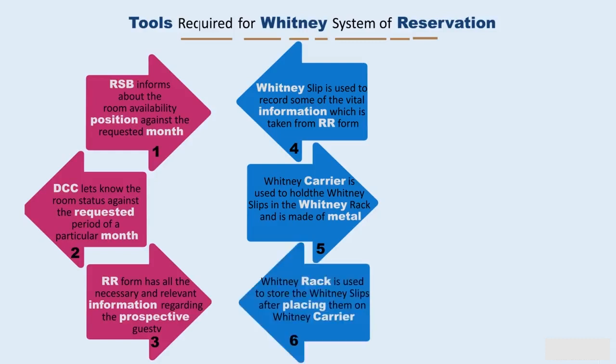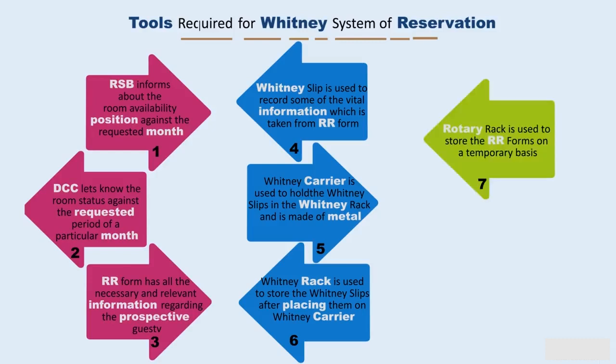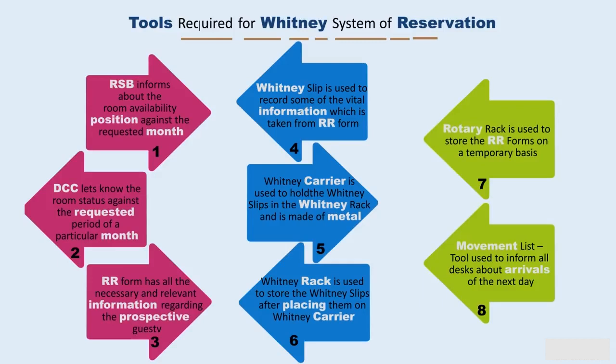Whitney Rack. It is used to store the Whitney slips after placing them on Whitney Carrier. It is usually made of wood, having channels for easy movements of Whitney carriers. Rotary Rack. It is used to store the RR forms on a temporary basis. Movement List or Expected Arrival List. This is a tool by which the reservation section intimates the front desk and other departments about the arrivals of the following day.